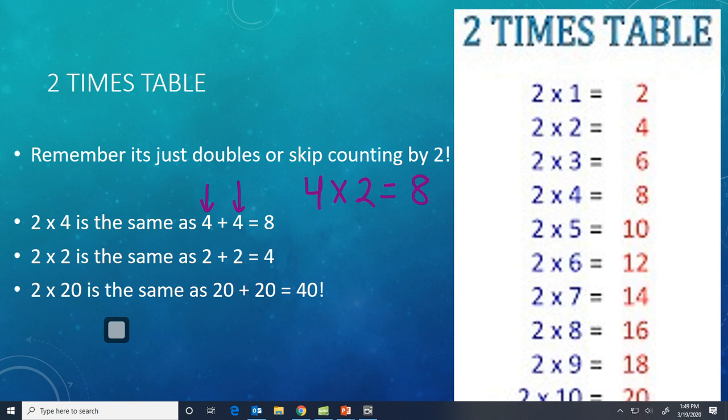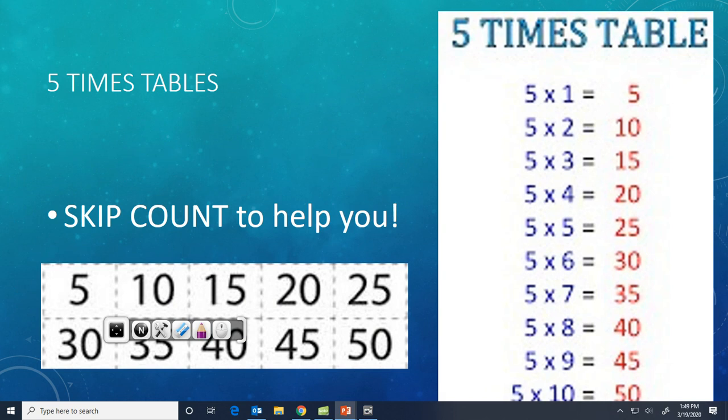2 times 2 is the same as saying 2 plus 2 is 4. 2 times 20 is the same as saying I have a 20 and I have another 20 and I'm adding them together to get 40. So 2 times 1 is 2. 2 times 2 is 4. 2 times 3 is 6. So if you look at the pattern here, we're just skip counting. 2, 4, 6, 8, 10, 12, 14, 16, and so on, which we know how to do. We did that a while ago in patterns.